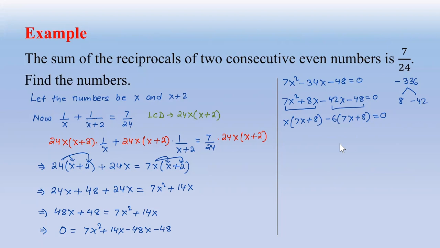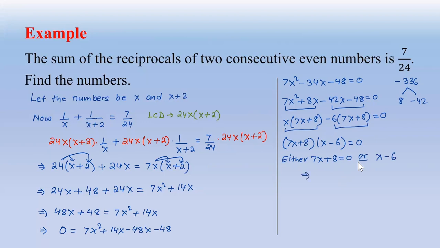Now we still have those 2 groups. And in these 2 groups, you can see 7x plus 8 is common. And from the first, you are left with x, and from the second, you are left with 6. So we completely factored it now. Now, in order to find the value of x, we equate each factor to 0. So we say either 7x plus 8 equal to 0 or x minus 6 equal to 0.